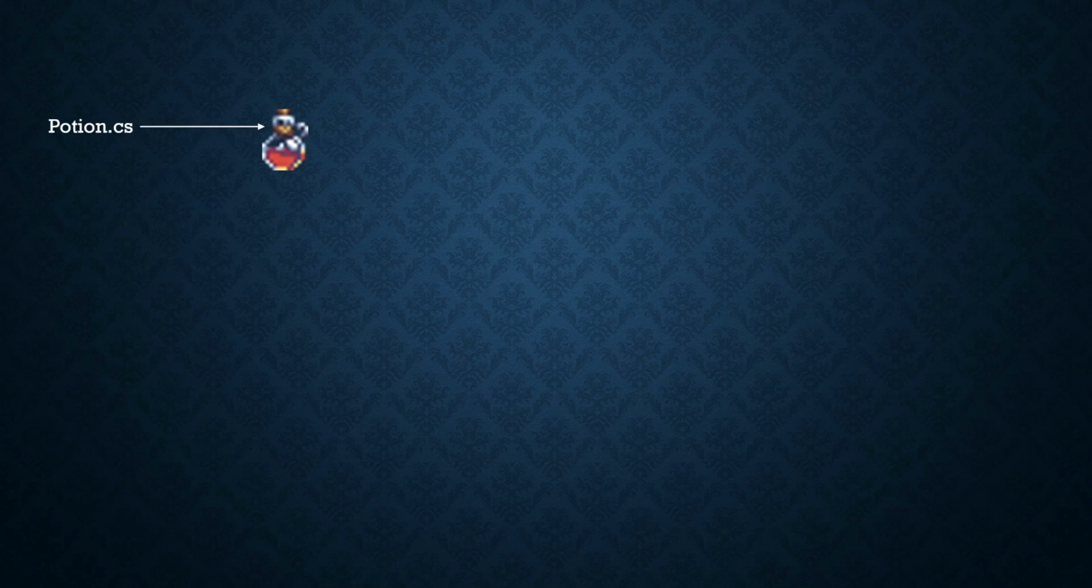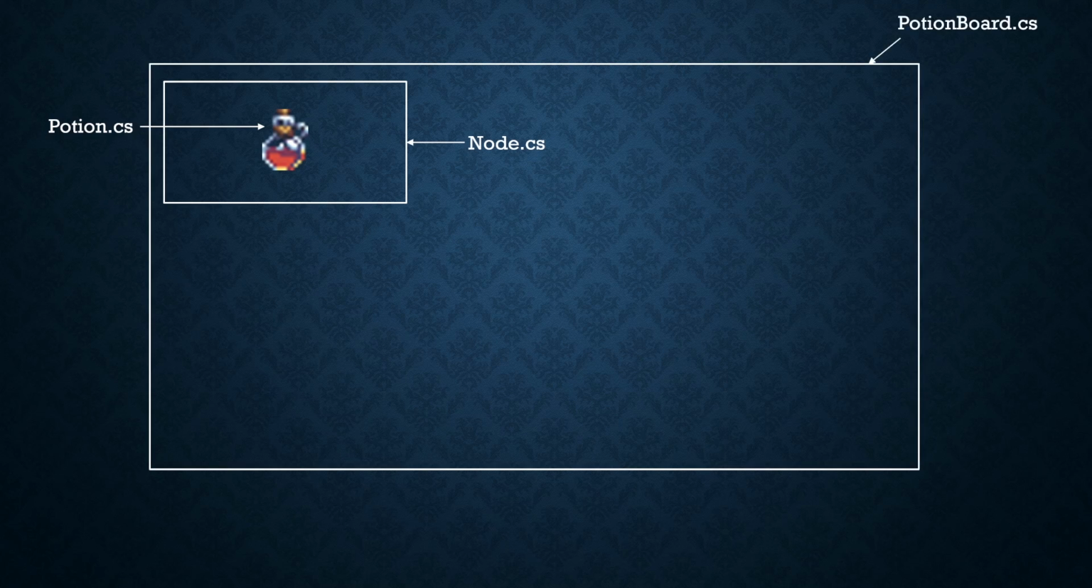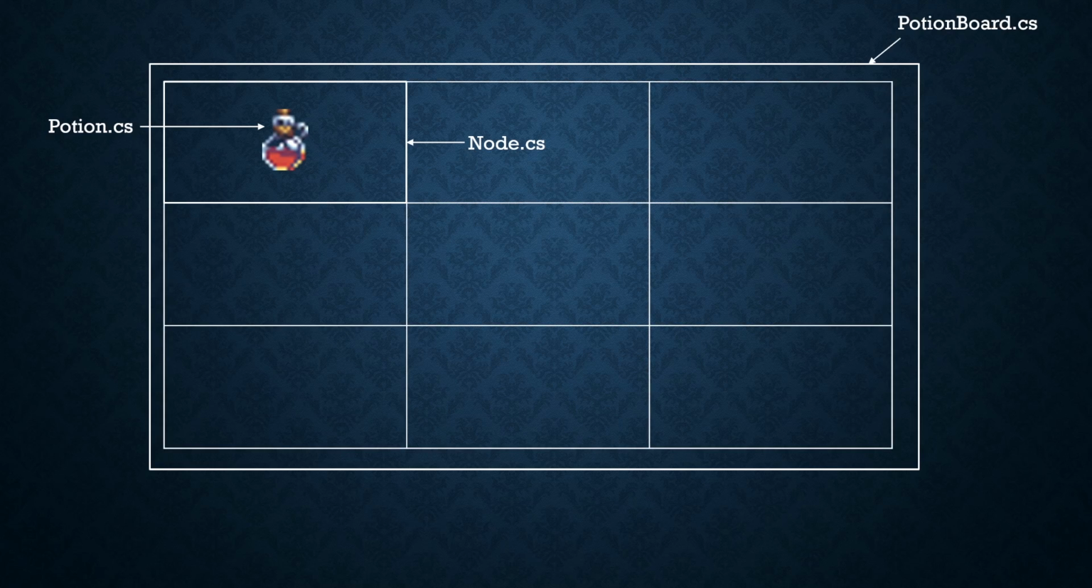Initially, we have a potion. The potion will have information like what type of potion it is, its current location on the board, and maybe we might handle some movement in there later on as well. Each potion sits inside of a node, and that node will have information about things like, is this space on the board usable or not? Because one of the cool features we could do is we could have only some parts of the board able to be filled out, and you've probably seen this in Candy Crush where you can have spaces and gaps. And each node will sit inside of the potion board. And the potion board is effectively a whole collection of nodes.